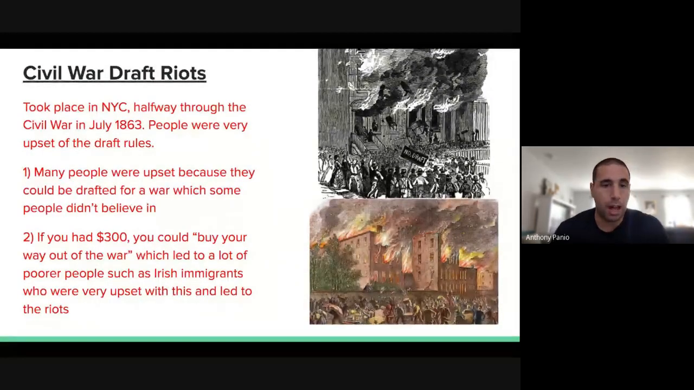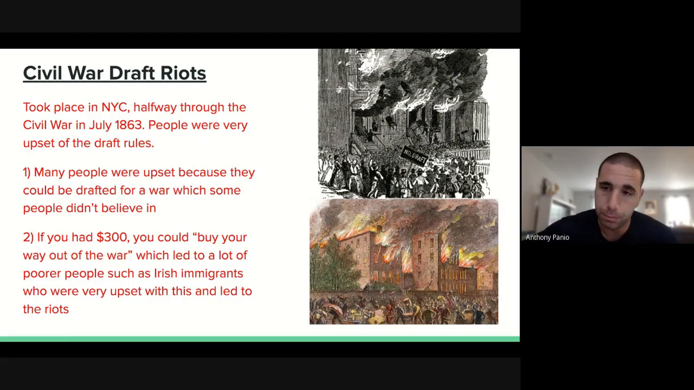But this meant now a lot more poor people, such as immigrants, would now be fighting in this war and be drafted in this war. So basically, if you had more money, you were able to avoid the war, and that would obviously leave a lot of people upset. All right?